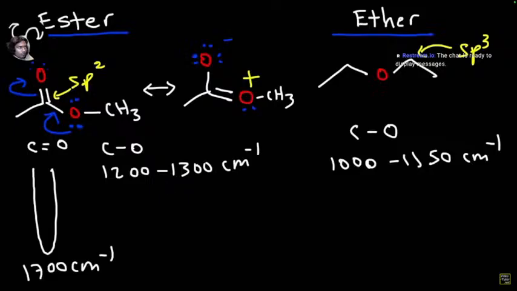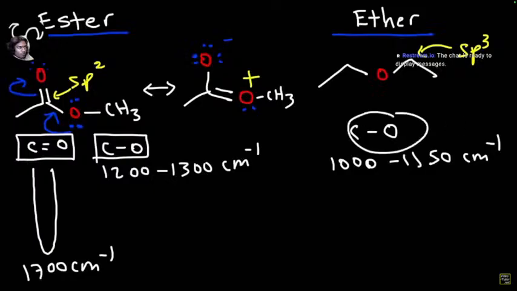So we can see that the sp2 CO stretch of the ester has more double bond character than the sp3 CO stretch of the ether due to resonance. And why is that important? Well, as we've established, a double bond CO stretch has a higher wave number than a single bond CO stretch. So a CO stretch with more double bond character is going to have a higher wave number than the CO stretch with more single bond character.